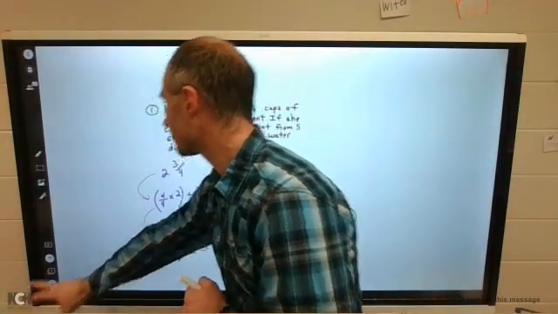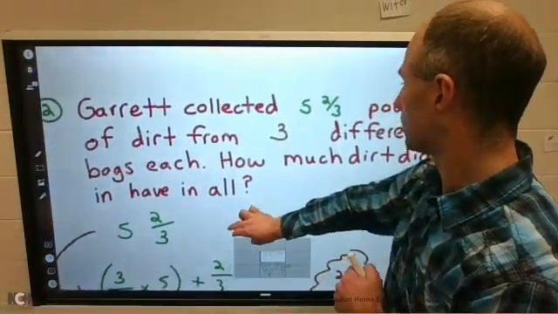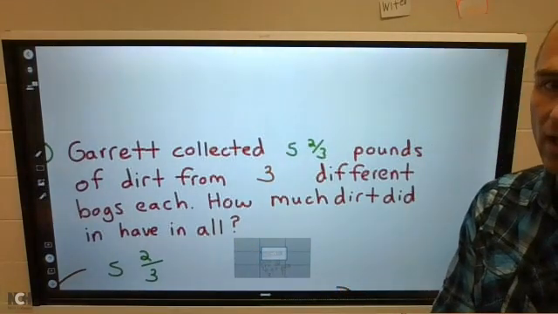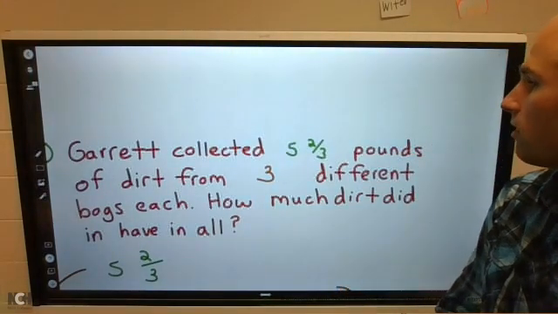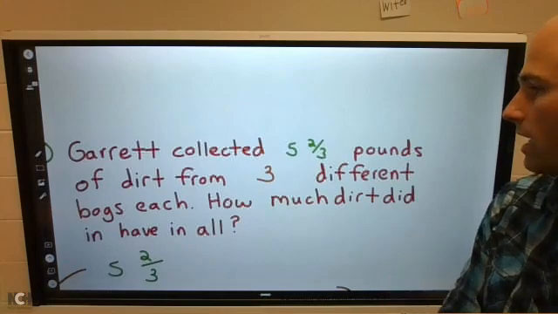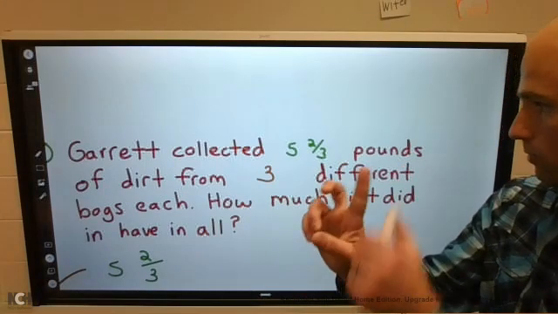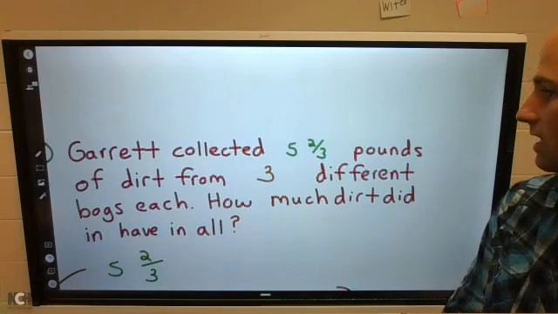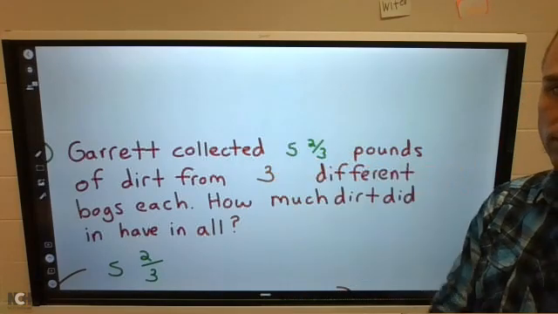All right, next problem. We're talking about Garrett. Garrett collected 5 2/3 pounds of dirt from 3 different bags each. Bag 1, bag 2, bag 3. How much dirt did he have in all?